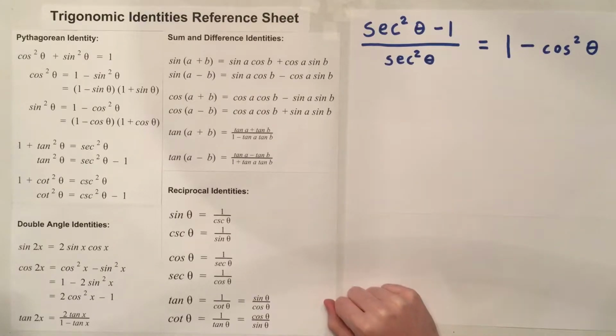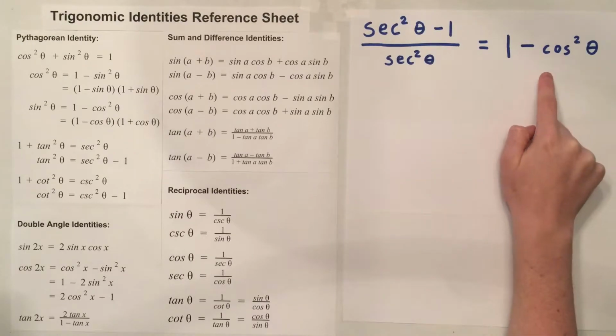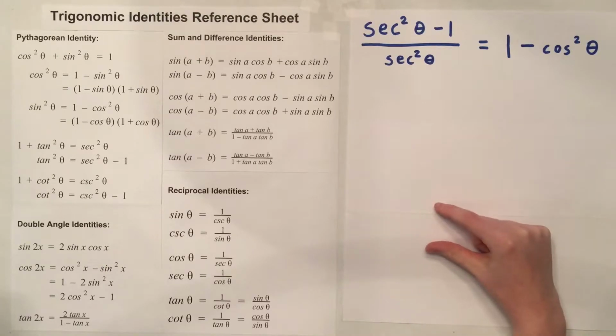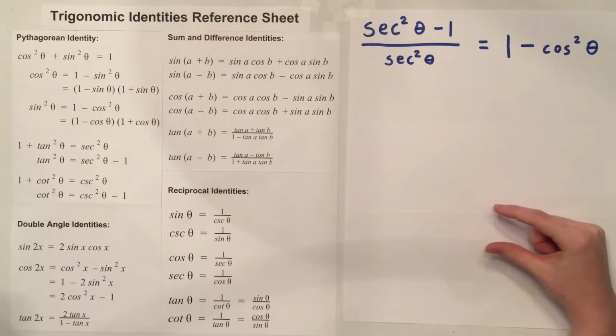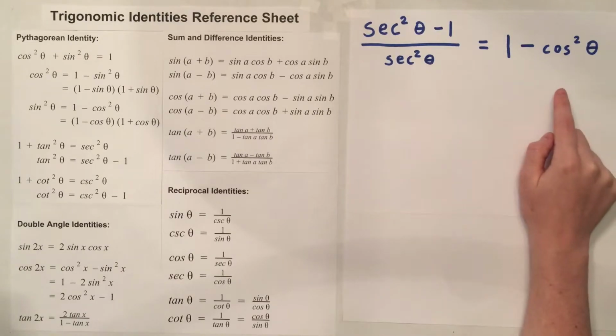So, in this problem, I'm going to manipulate the left side of my equation until it matches the right. So, my last step should read 1 minus cosine squared theta is equal to 1 minus cosine squared theta. Now, I'm going to begin this problem. I'm trying to make the left side of the equation match the right.